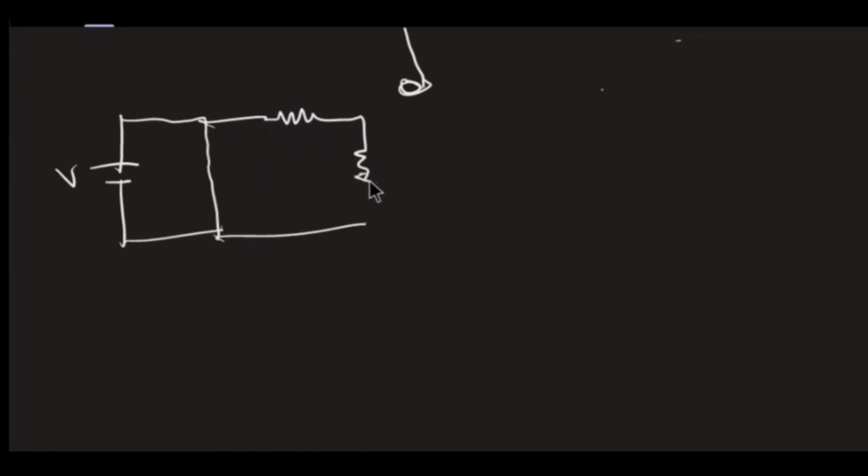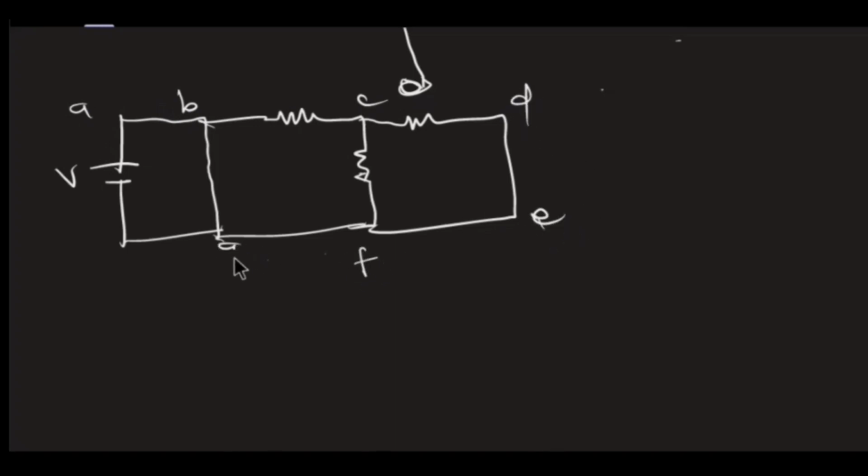Now let's see. I have this circuit here. I have my voltage source V, going into this branch, to this, to this, to this. So here is A, B, C, D, E, F, G, H. This is R1, this is R2, this is R3. Let's see this circuit and see if you find a short circuit.